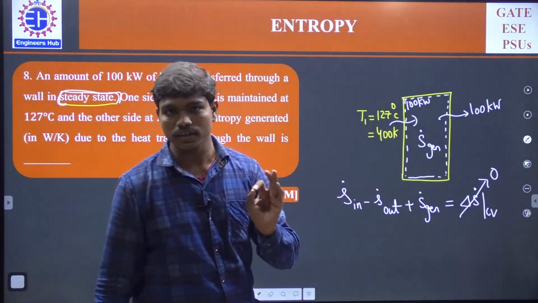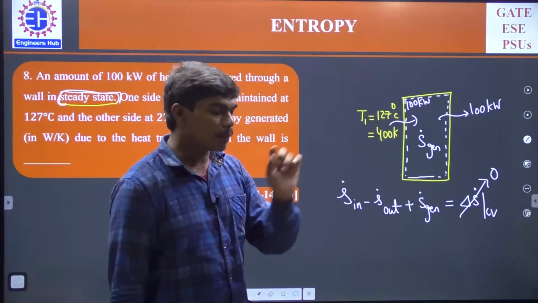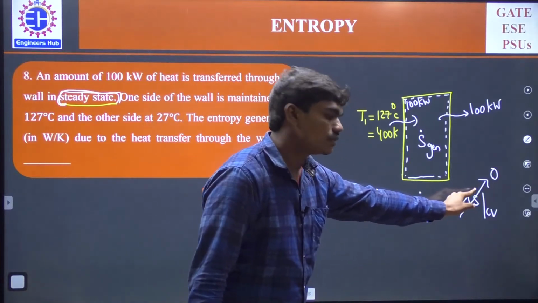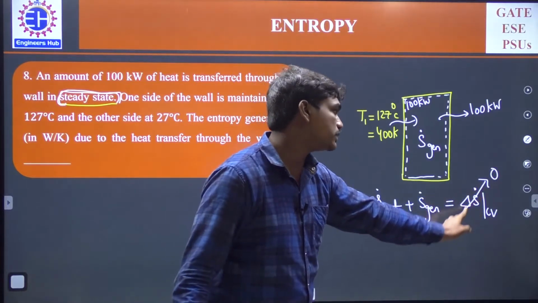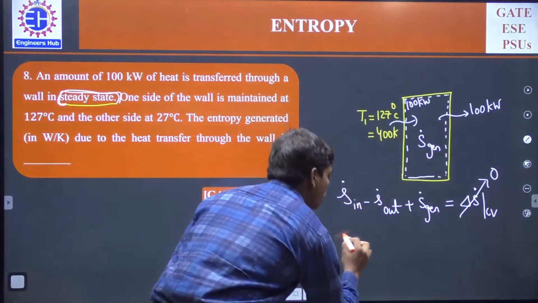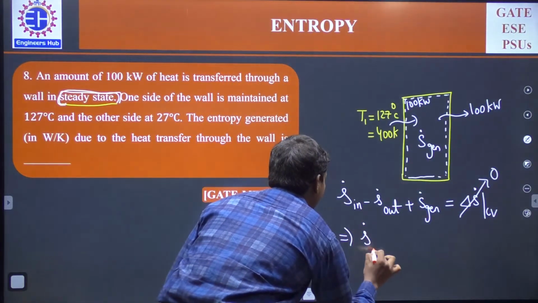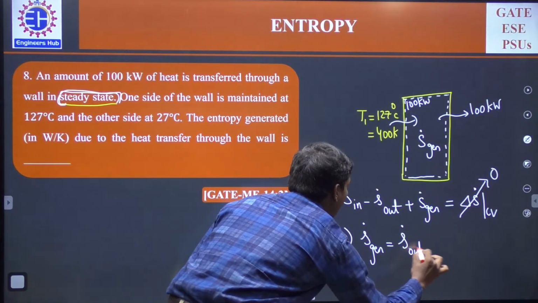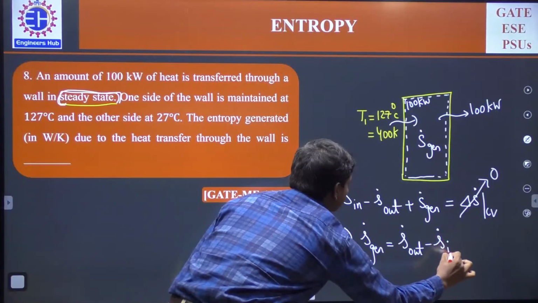Because the wall is running under steady state, which means the properties of the wall don't change with respect to time. So if you are talking about rates, there is no change with respect to time, which means this delta S dot will be equal to 0. Now, what could be the answer? S generation within the wall is equal to the entropy that is getting out of the wall minus the entropy that is getting transferred into the wall.